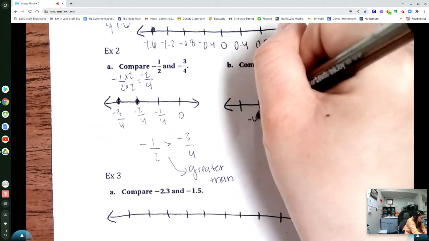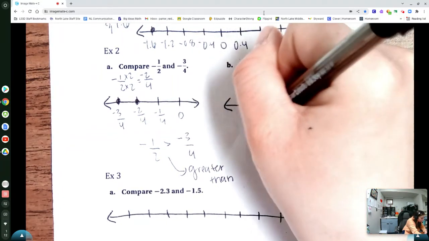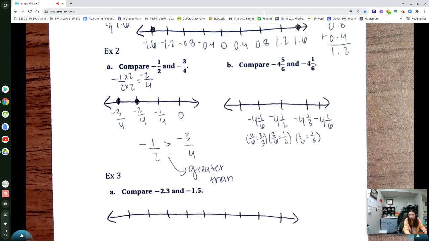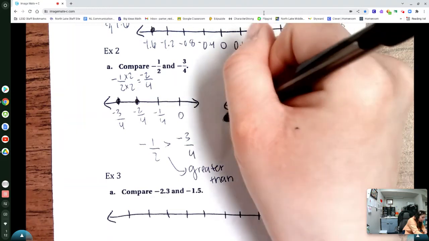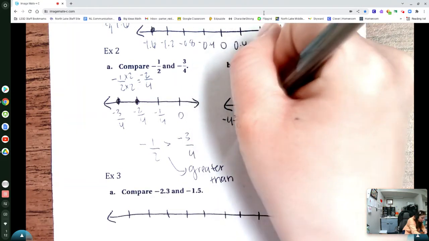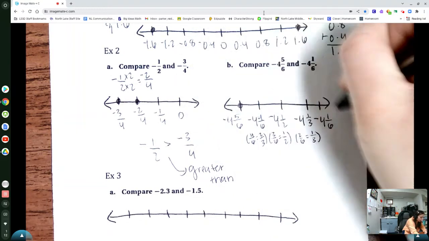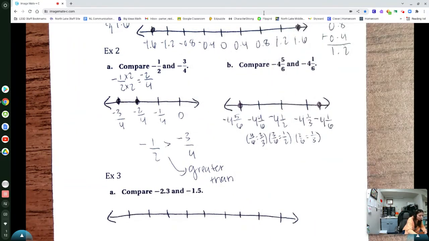Then I have negative 4 and 4/6. That could be simplified to be 2/3. I divide both by 2, I get 2/3. And finally, negative 4 and 5/6. Now I'm able to graph both numbers, negative 4 and 5/6, negative 4 and 1/6.